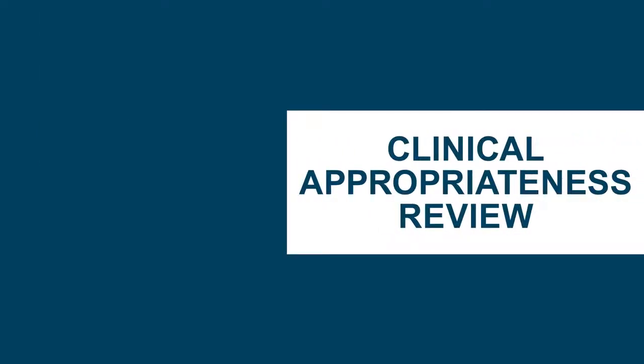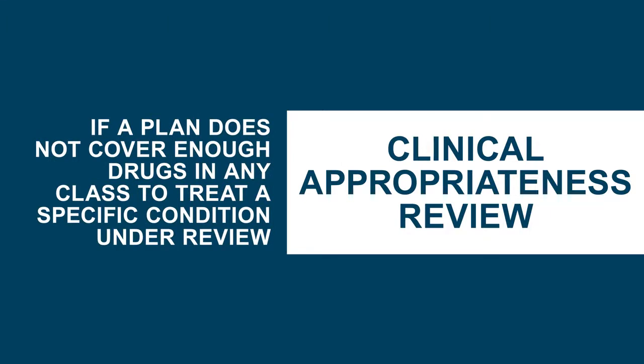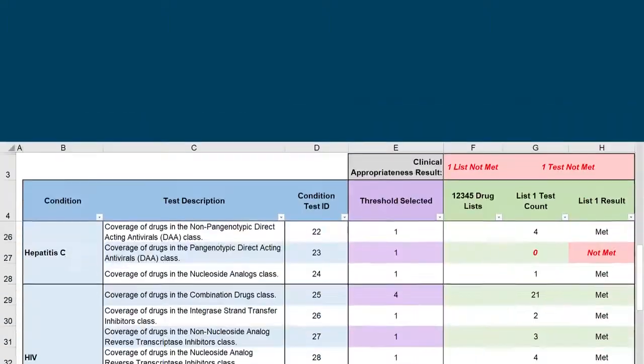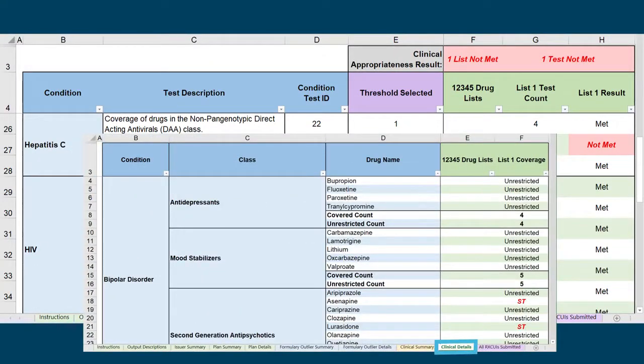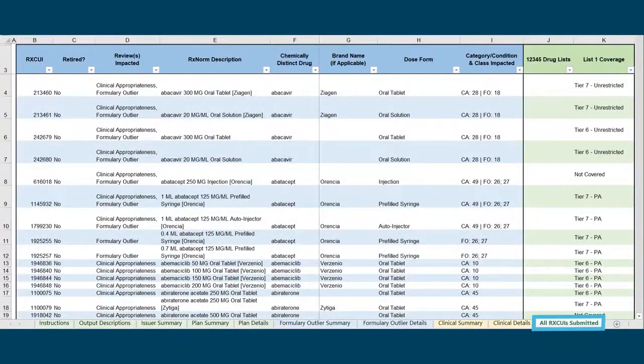During the clinical appropriateness review, you might receive a correction if a plan does not cover enough drugs in any class to treat a specific condition under review. This correction will be outlined in the Clinical Summary and the Clinical Details tabs. Issuers can also use the All RxQEs Submitted tab to see an overview of RxQEs included in the Formulary Outlier and Clinical Appropriateness reviews that may or may not be covered on an issuer's prescription drug template.